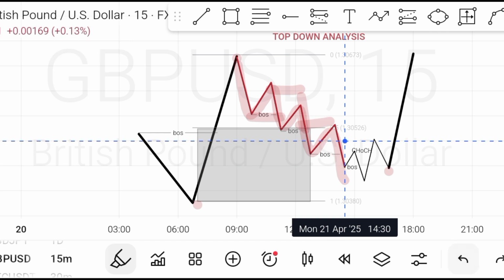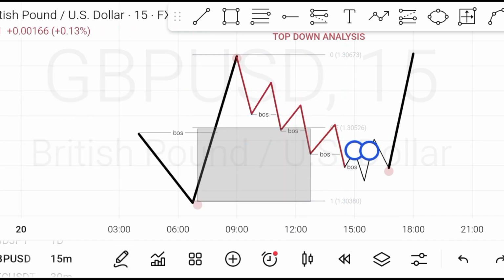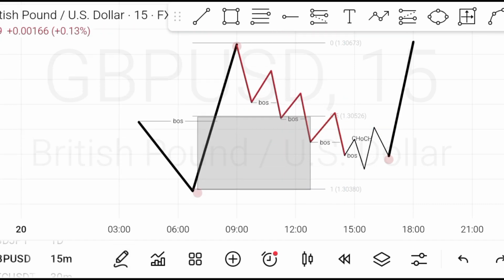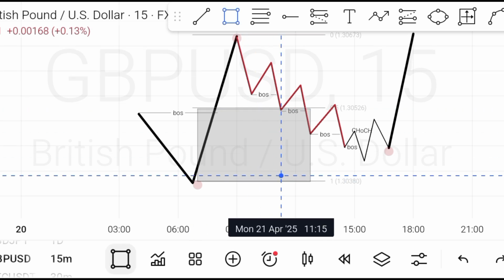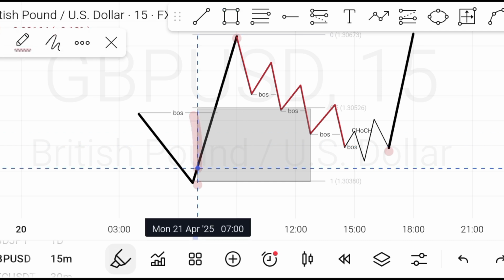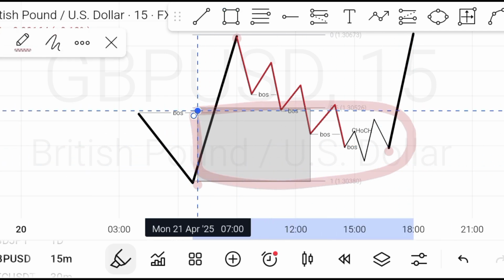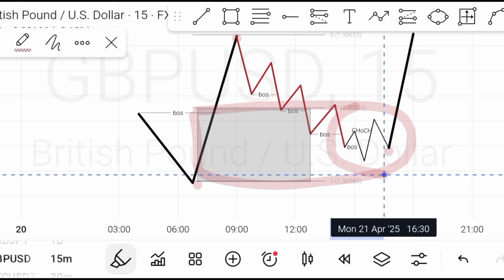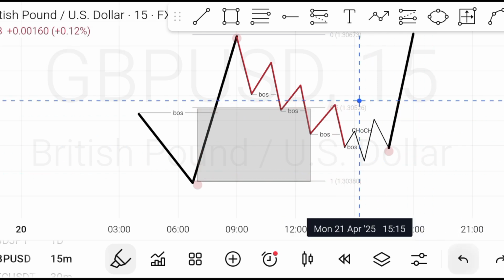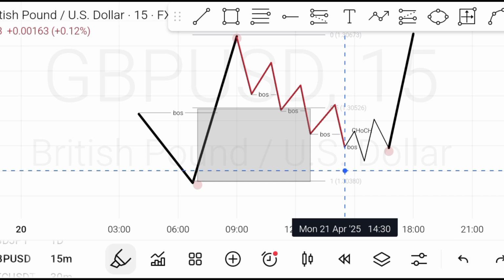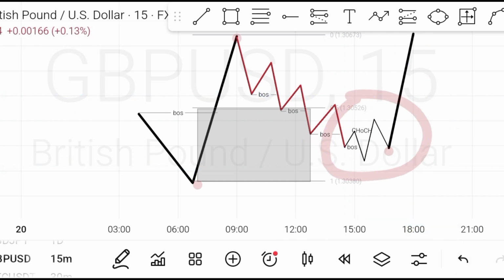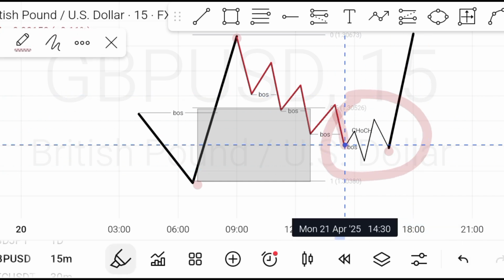Alright, so the change of character is only going to verify that the market is done following the narration time frame, which is our 1 hour. And once we get to this box, we want to be looking for a change of character on the 15-minute time frame. Here's what we want to be looking for on the 15-minute time frame. So we want to be looking for this change of character.